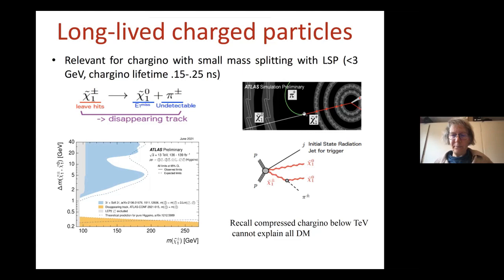I should also remind you at this point that the case of the compressed chargino, which is the situation where you have a pure WINO or almost pure WINO or Higgsino LSP, below a TeV cannot explain all of the dark matter. In this case, you will have underabundant dark matter. It is interesting to see that the LHC is starting to put constraints using this kind of disappearing track. You see here in the yellow region, for very small mass splitting, you find the disappearing tracks, and it puts limits for a pure Higgsino up to about 200 GeV.